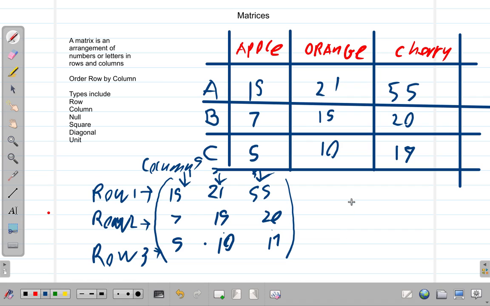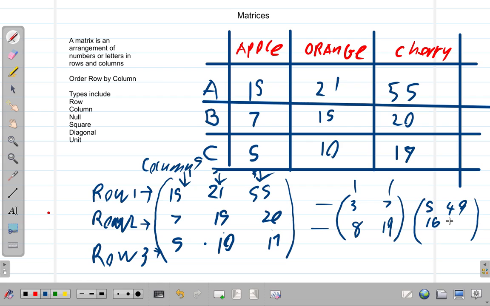Now, if you have another matrix like this, so you have 3, 7, 8, 19, then you have 2 rows and 2 columns. If you have yet another matrix like this, 5, 4, 9, 16, 2, 0, 1, 7, 8, then you have how many rows? 3. And going down, 3 columns.